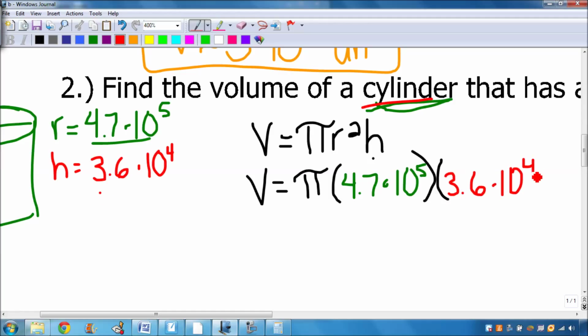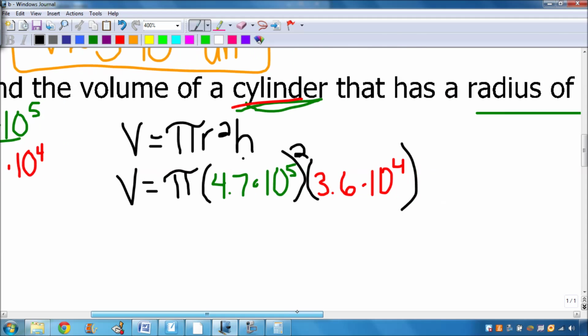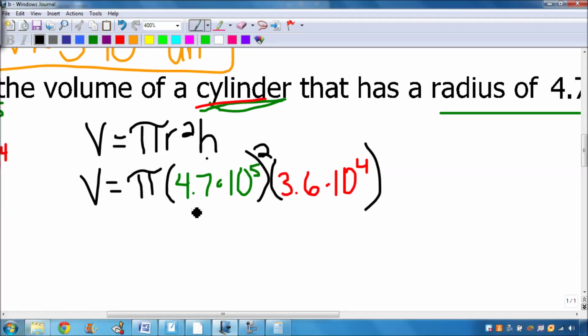All right, ladies and gentlemen, now I have to follow order of operations, and I apologize, I missed something super important. This radius, 4.7 times 10 to the 5th power, has to be squared. So make sure that you have your squared right up here, okay? Make sure you've got squared in the corner up here. So let's go ahead and figure this out. I need to figure out what 4.7 is when I square it, because everything inside of here is being squared. So 4.7 squared just means 4.7 times 4.7.